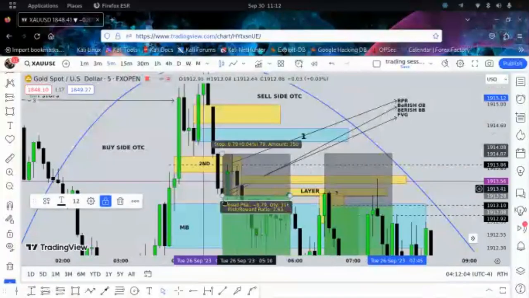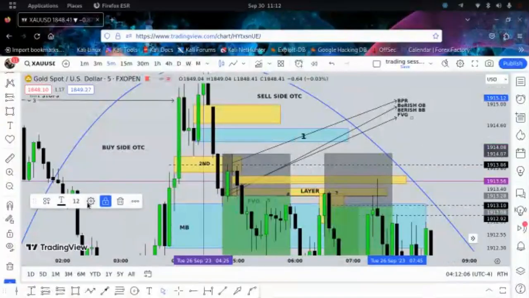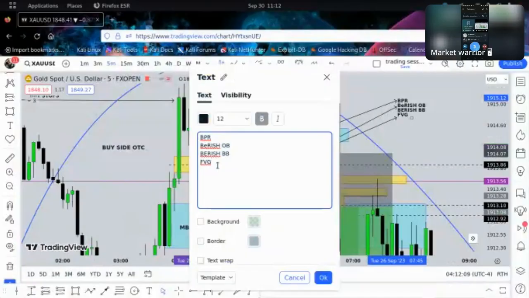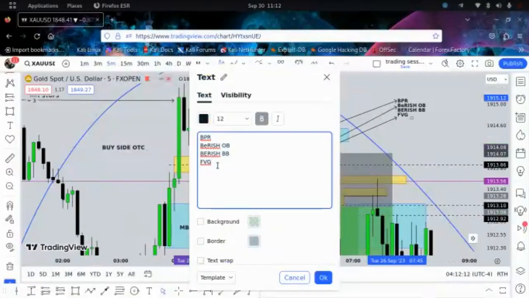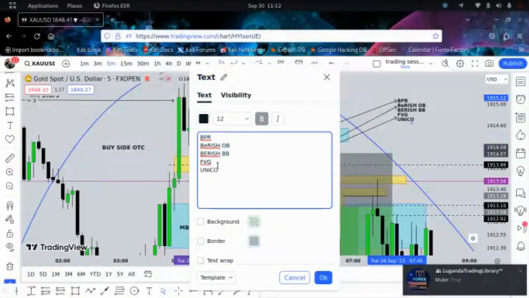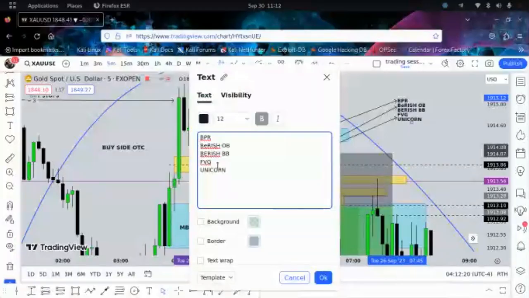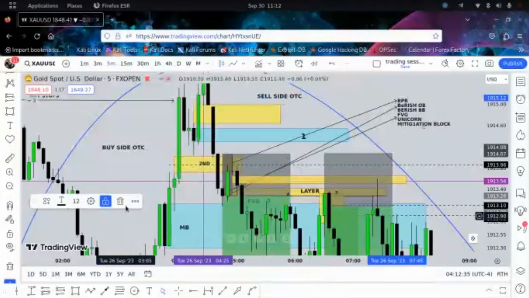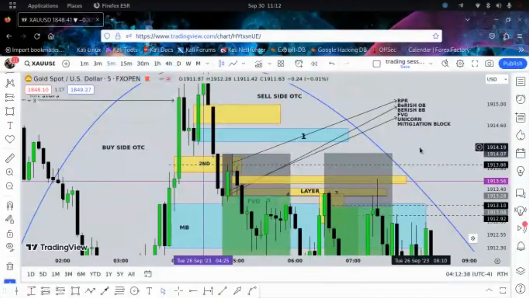So I do labels, because with labeling, we can see what we have got. You can see we got the unicorn that we talked about earlier. Then we got the mitigation block. Finally, letter A. Mitigation block. I think you can see before I continue.